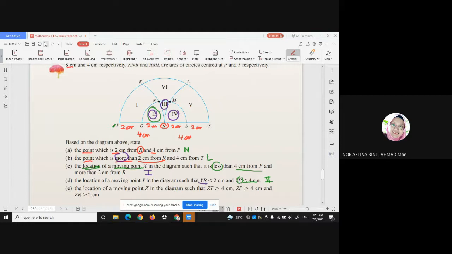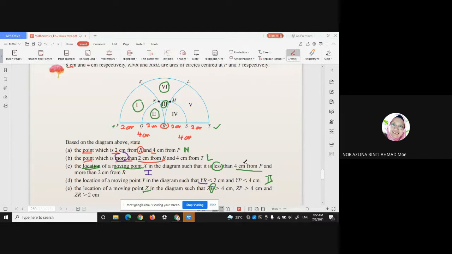Okay. Next, the last question, E. So the answer for D just now is location 2. Next, E. The location of moving point Z, so the locus is Z, such that ZT means from point T greater than 4. So we know this is 4 cm. This is a curve with radius 4 cm at center T. We want greater than 4, so outside the curve. So maybe 3, 6, 2 and 1.